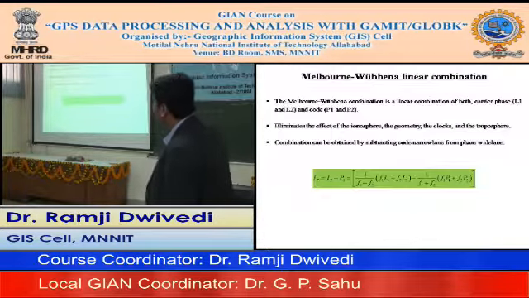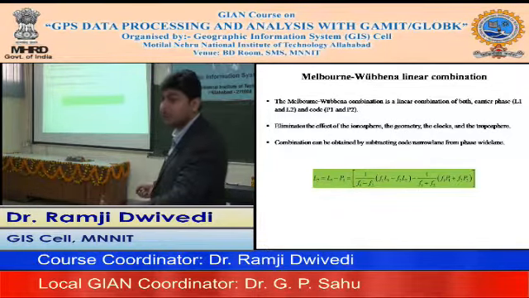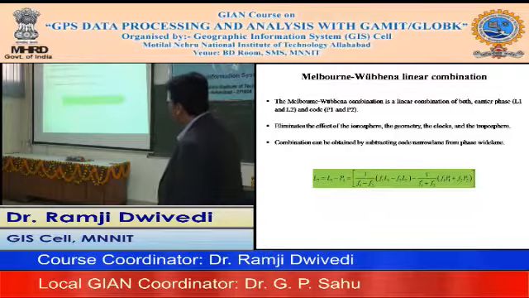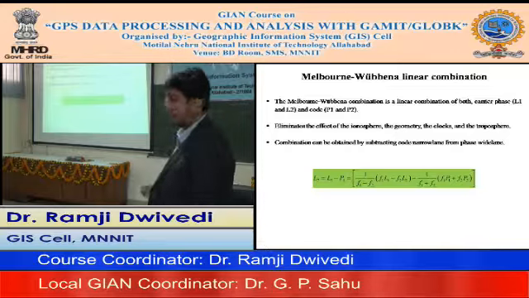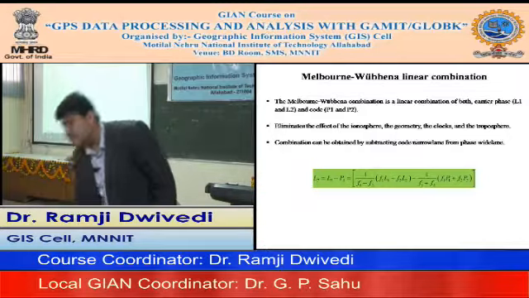Another is the MW linear combination, which is fairly straightforward. We are using L5, which is another linear combination of L1 and L2, and P6, which is another combination of P1 and P2. So we are developing this L7, which eliminates the effect of ionosphere, geometry, clock, and troposphere. The combination can be obtained by subtracting the code narrow lane from the phase wide lane. With this we end this session, and any questions?